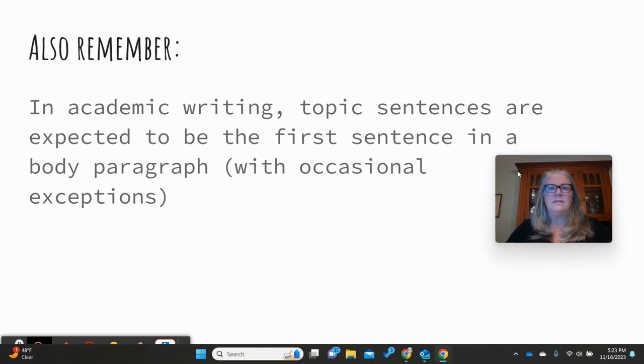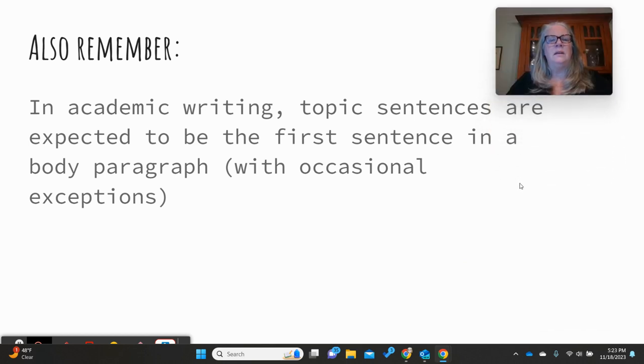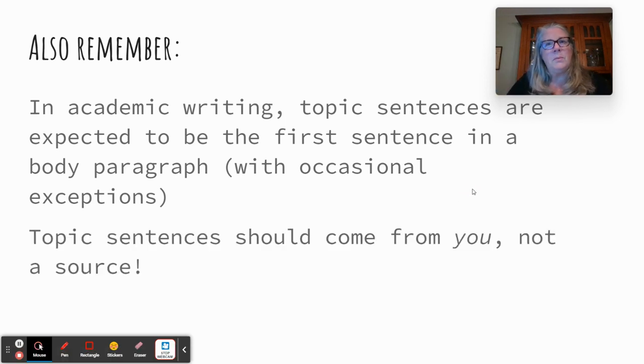So some things to remember. In general, topic sentences are expected to be the first sentence in the body paragraph in academic writing. There are a few exceptions to that, but that's usually where we're going to see the topic sentence. This is very typical. It's called closed form writing. And our goal in this kind of writing is to make it as easy as possible for your readers to follow along with your ideas. Also remember that the topic sentences should come from you, not a source. The topic sentences are the point that you're making in the essay, that Forbes strengthened his argument or whatever it is.